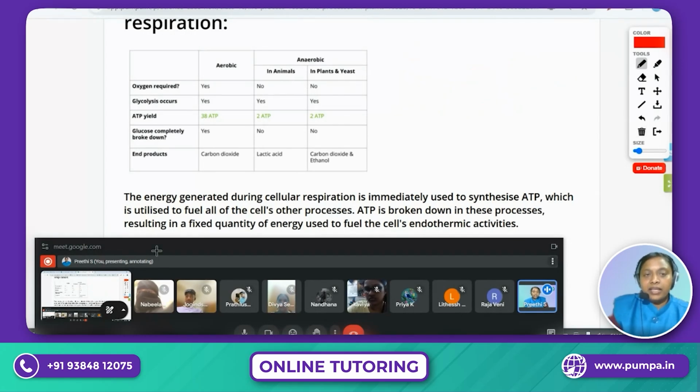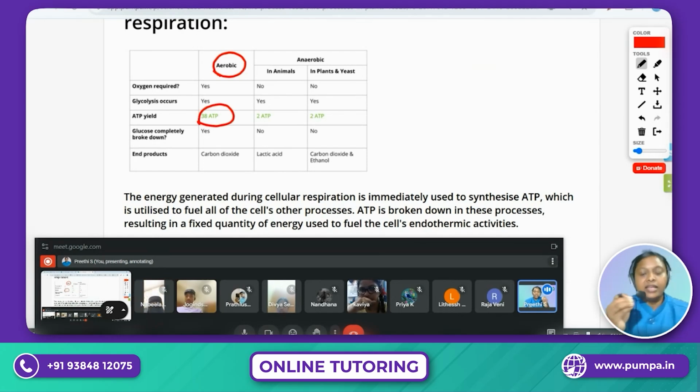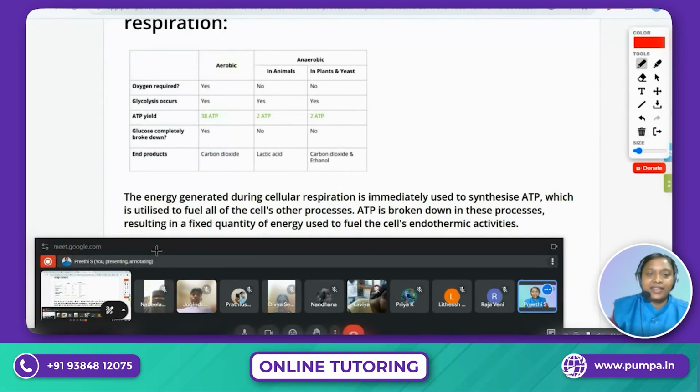For example, in the aerobic condition alone, we have 38 ATPs. ATP is nothing but energy currency. We have learned that energy is produced, but what is the energy? It is the ATP, adenosine triphosphate, the energy currency for the cell. Clear, everyone? I want everyone's confirmation. Very good.